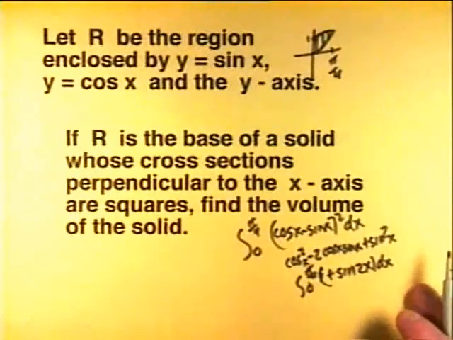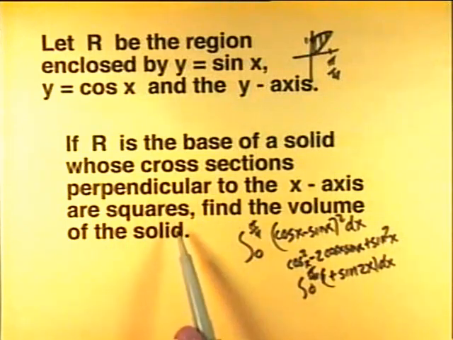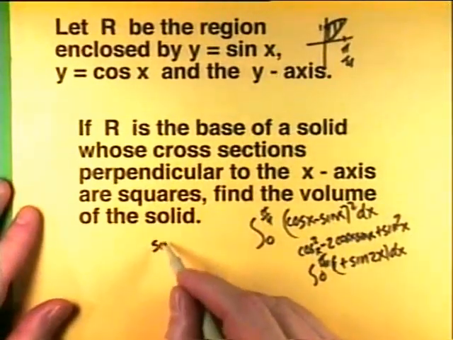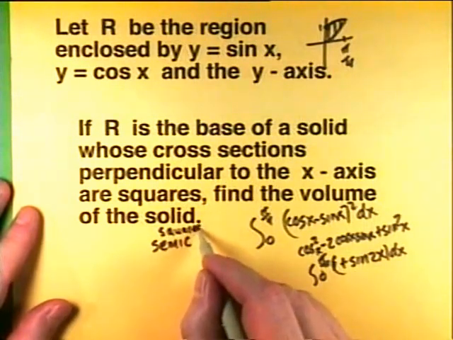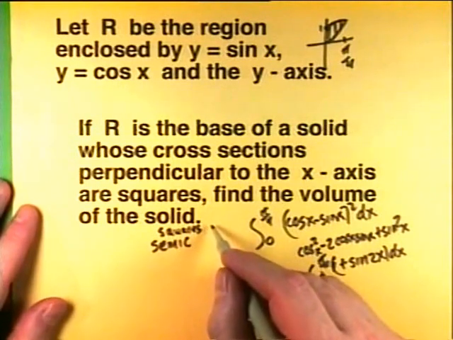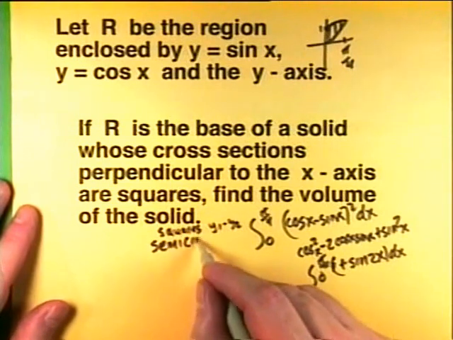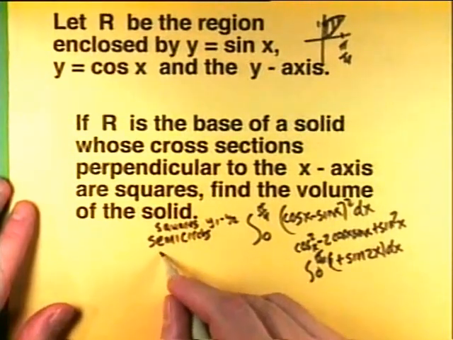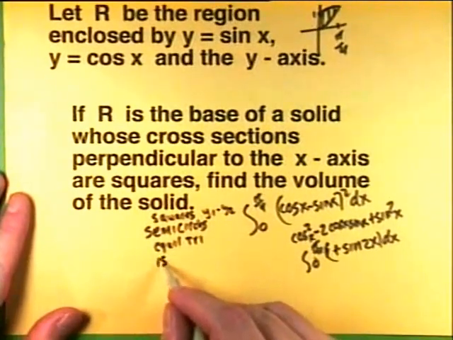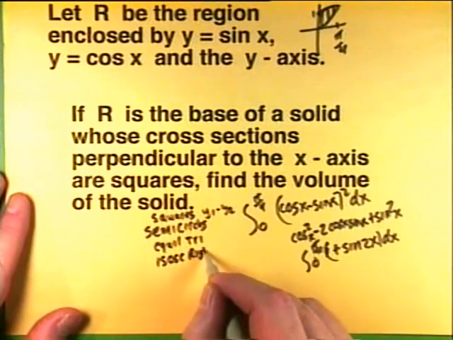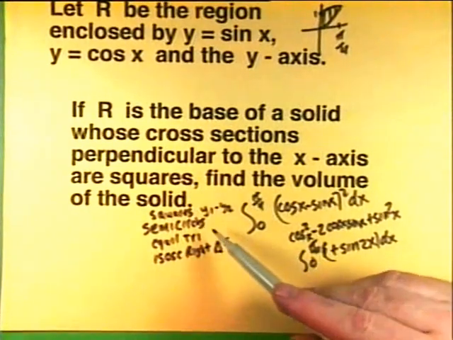I'm going to ask you something. That's excellent. But if it wasn't squares, if it was semicircles, this is what I want you to do for next week. I want you to give me a formula. For squares, it's just y1 minus y2. I want you to give me a formula if they were semicircles, for equilateral triangles, and if they were isosceles right triangles. It's the same formula every time if you use these. So for next week, I want you to tell me what these formulas are.